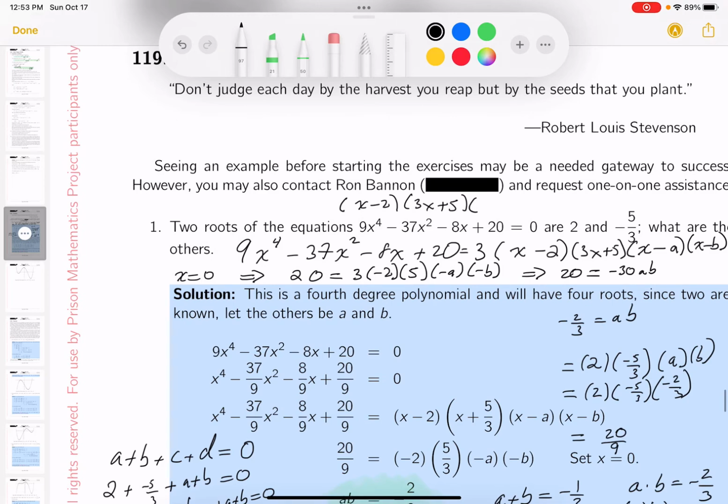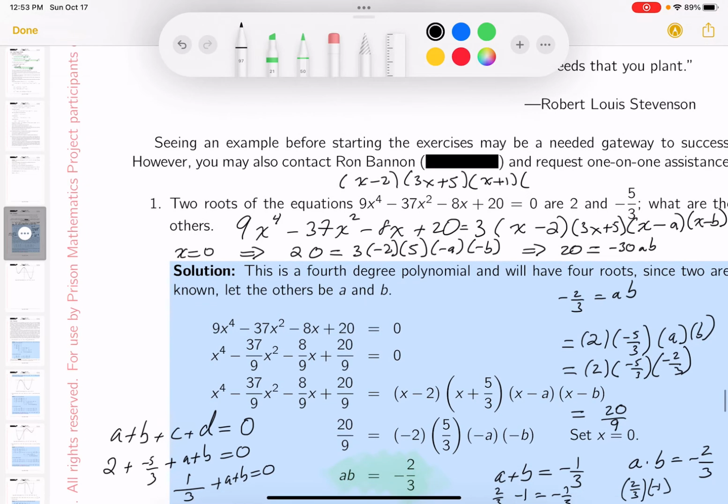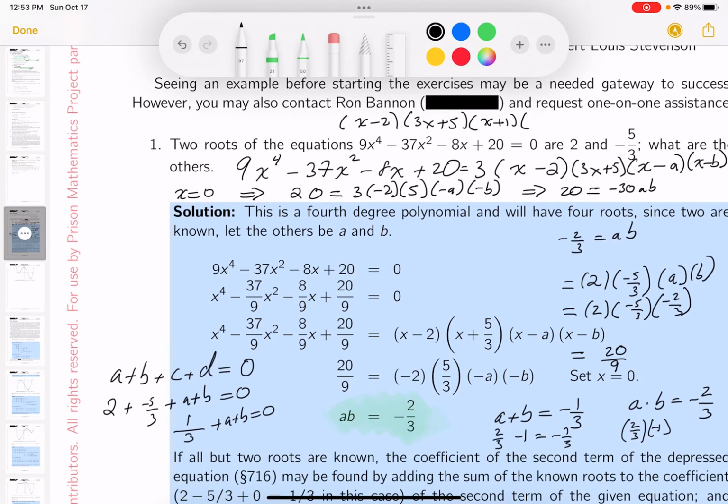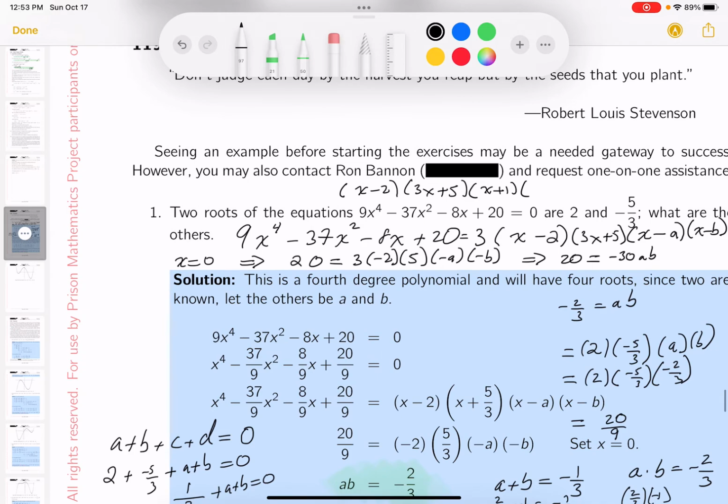Doesn't matter what I put them down. So I'm going to say x plus 1, and the other one is minus 2/3. So the other one would be x minus 2/3. Let me write that down for you. I'm going to write that as 3x minus 2. By the way, let me just say that this is equal to 9x^4 minus 37x squared minus 8x plus 20.